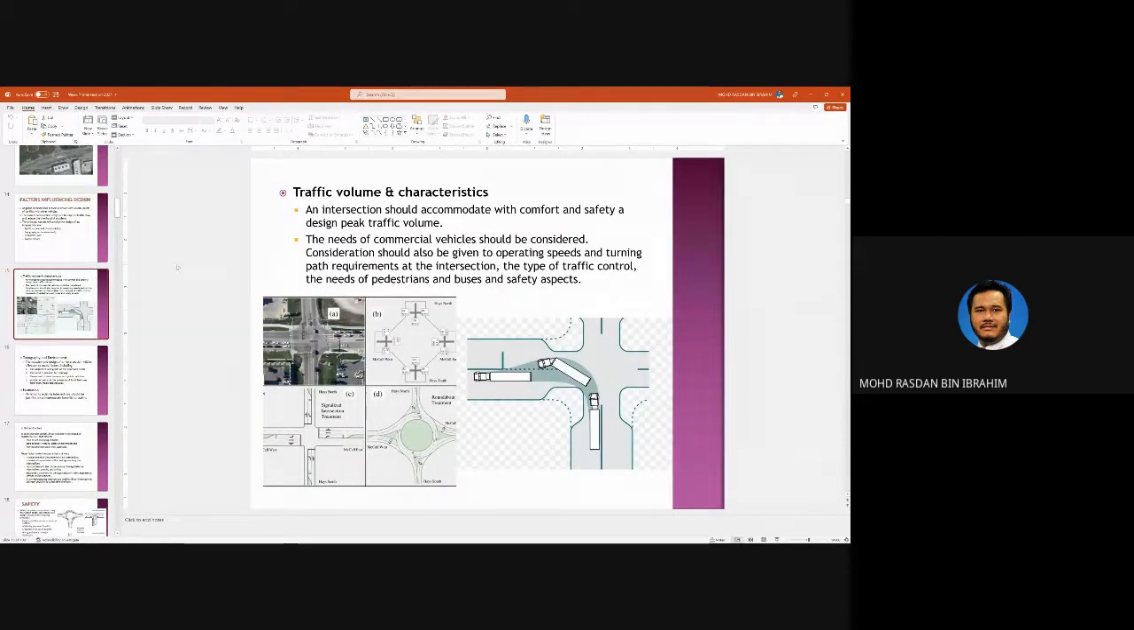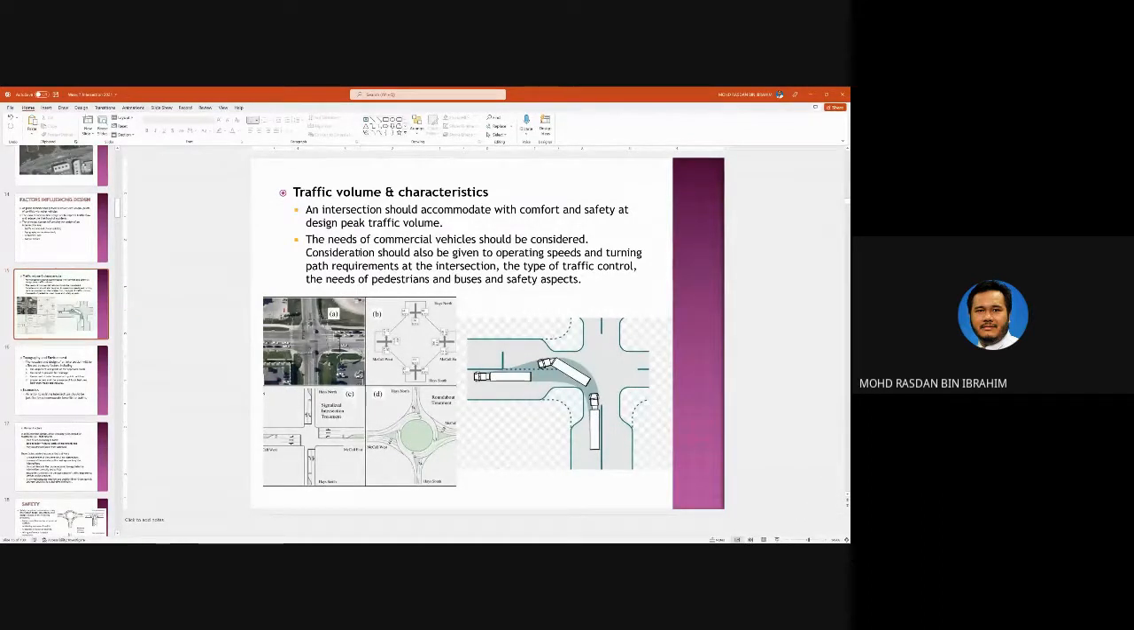Okay, traffic volume characteristics. The intersection should accommodate comfort and safety at design peak traffic volume. So the needs of commercial vehicles need to be considered. If it involves commercial vehicles, then you need to know the turning radius. Okay, we will get into that afterwards. The turning radius of the vehicle at the intersections. So you want the geometrics, the radius here at the intersection, adequate for larger vehicles to turn.